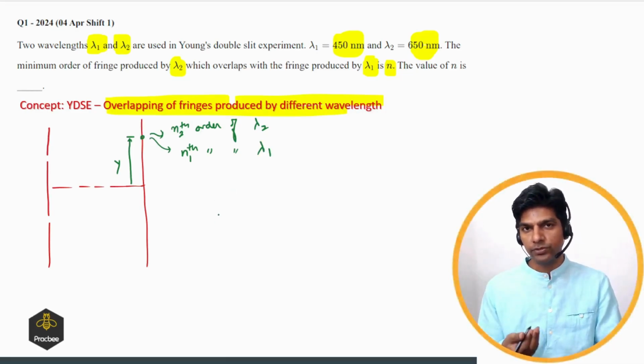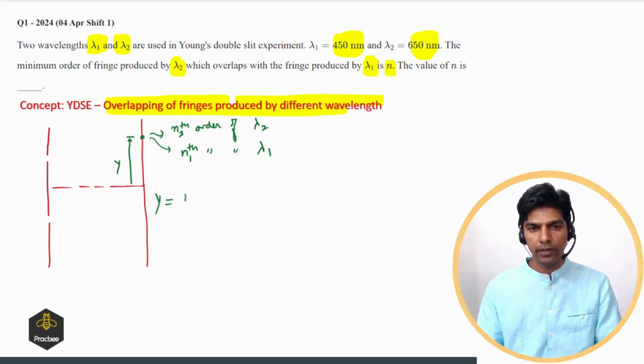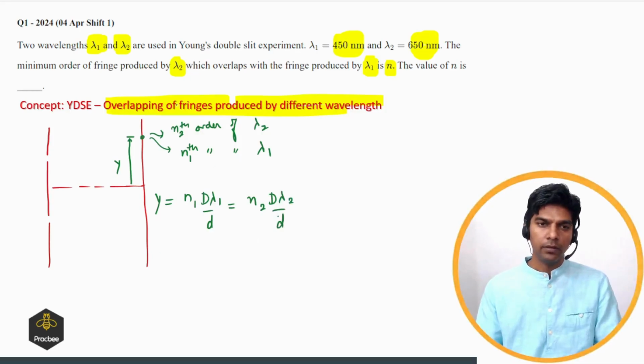And we know the position of the bright fringe. It will be n times D lambda by d. So we can say y is nothing but n1 times D lambda 1 by d, and it is also equal to n2 times D lambda 2 by d. Now from this equality we can eliminate capital D and small d, and we get n2 by n1 as lambda 1 by lambda 2.